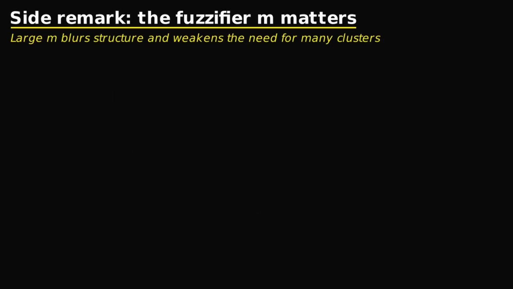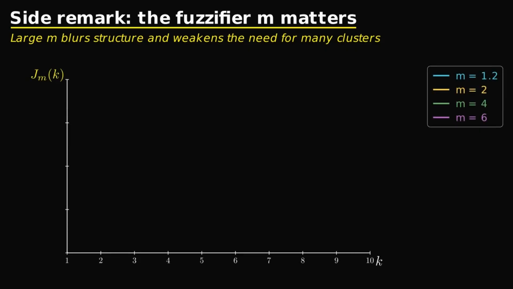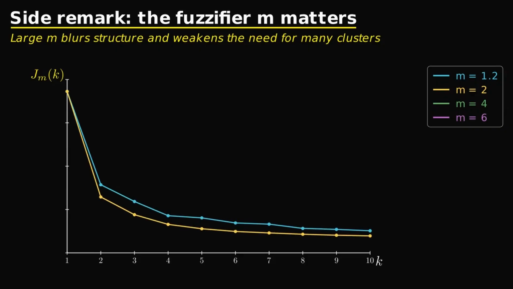Side remark: the fuzzifier m matters. Here we compare the real fuzzy elbow curves for several values of m. When m stays close to 1, the structure is still relatively sharp. For m equals 1.2, the main elbow is at k equals 3, with a weaker alternative at 4. As m increases, the curves become smoother and flatter. At high values, the structure is so blurred that many clusters become less meaningful.